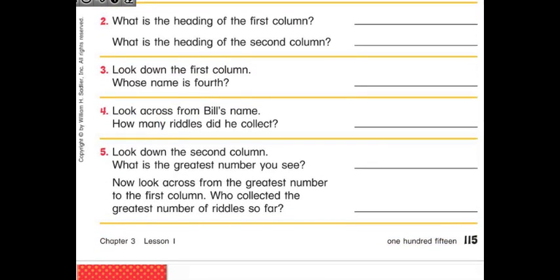So here we go back. What is the greatest number? That's 30. And who collected it? Please, habibi, put a circle or a rectangle on this. Who collected the greatest number of riddles? We know that's Margot. And when we write a name, don't forget to capitalize the first letter, okay? Margot. So this is our page.